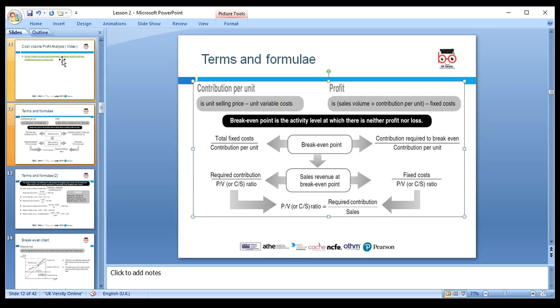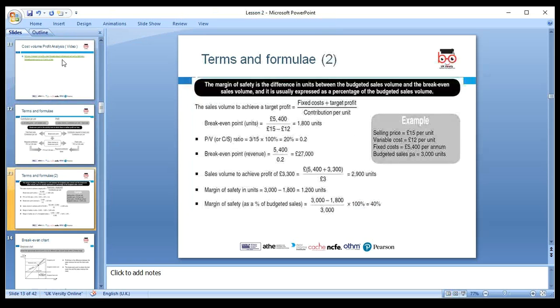Required contribution of £6 divided by the selling price per unit, we can get the ratio. And then if you know the fixed cost, if you divide it by that ratio, we can calculate the total value of the revenues. Like here, the total volume of sales to achieve the target profit is fixed cost plus desired profit, or required profit or target profit, divided by contribution.